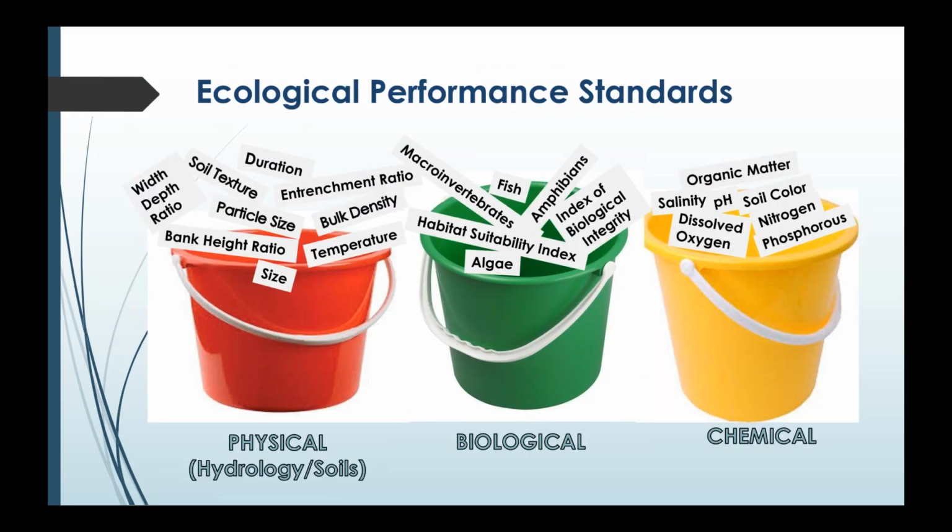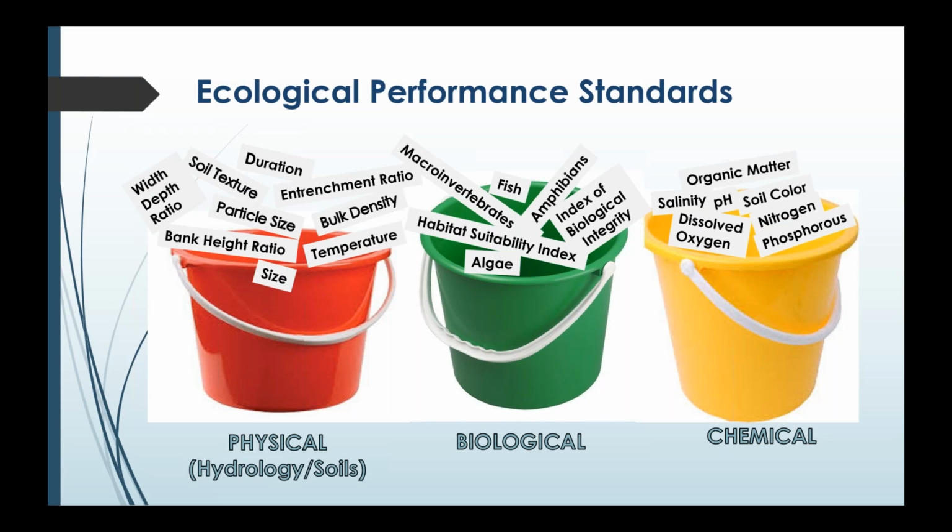Okay, so ecological performance standards can be grouped into buckets, just to be easy. So measuring physical, biological, and chemical aspects of compensatory mitigation. These can be measured independently, or they can be measured collectively. And so this is where it gets to those different scales, right? Some of these can be measured utilizing that level 1 assessment tool, like mapping the size of your restored wetland area, versus benthic macroinvertebrates, which is certainly a level 3 assessment tool.